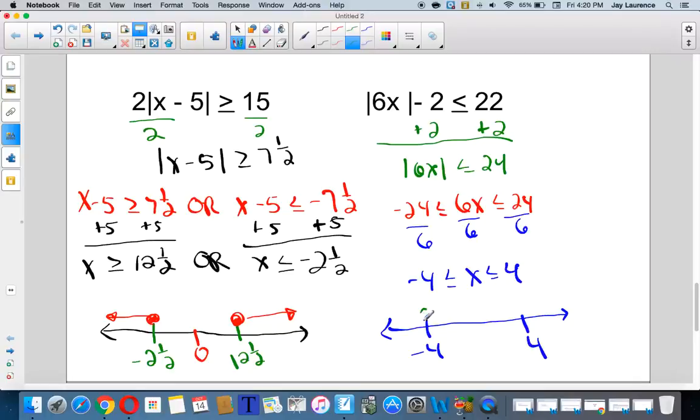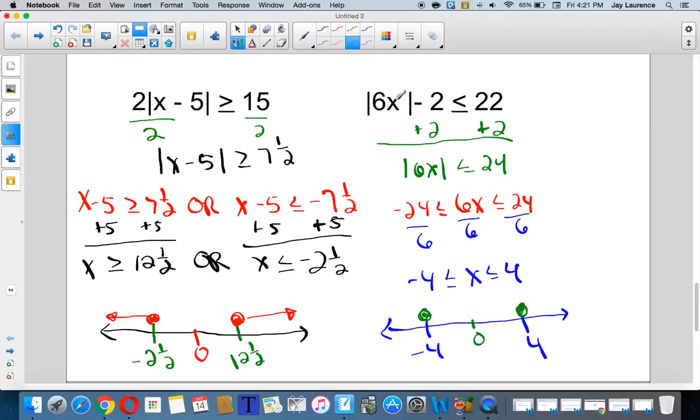All right, we're going to have closed points, right? Now, holy cow, I can't remember. It's an and, but I can't remember which way they go. Well, let's test it. Let's pick a number in this region. And if we get a true statement, we'll shade that region. If we get a false statement, we'll shade away. So let's just pick a number and test in case we're having a panic moment. It's all about testing that number.